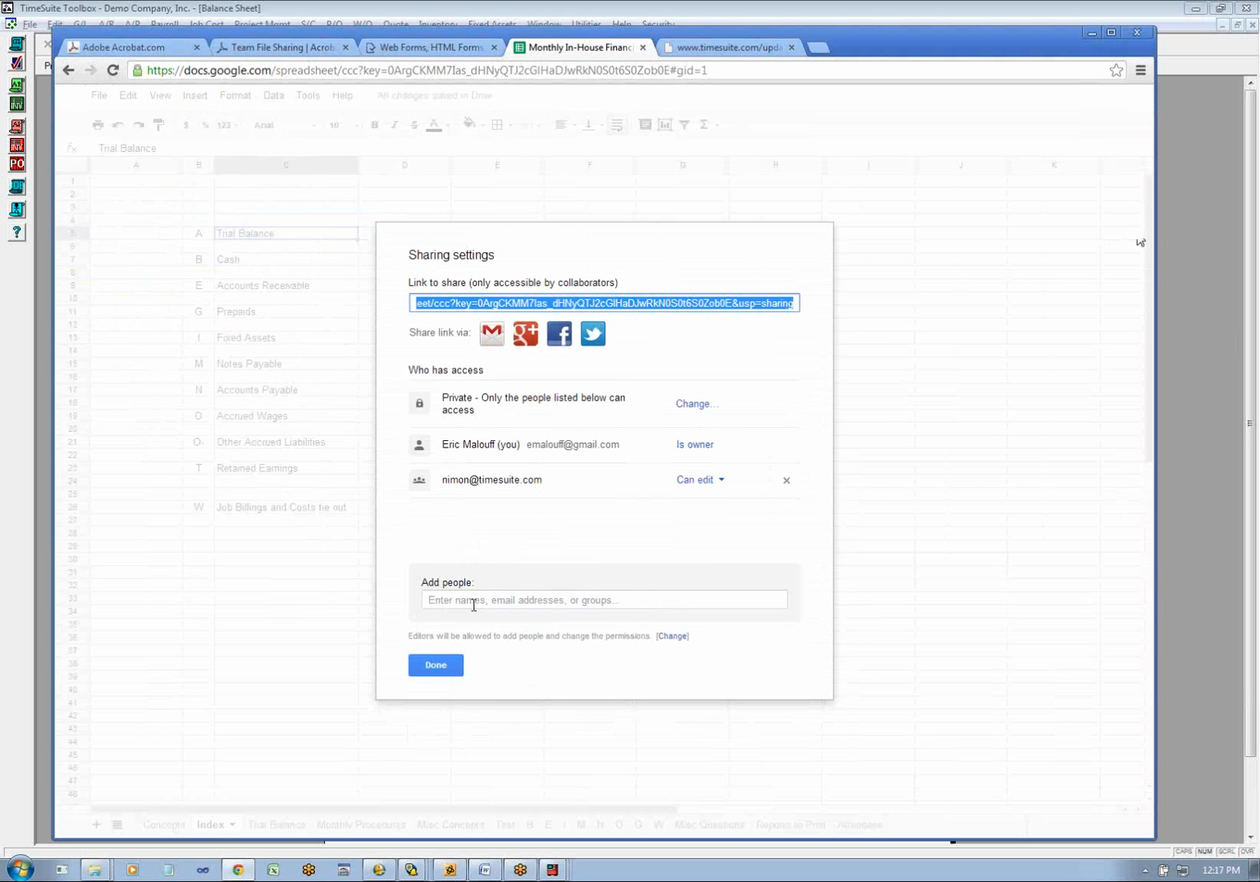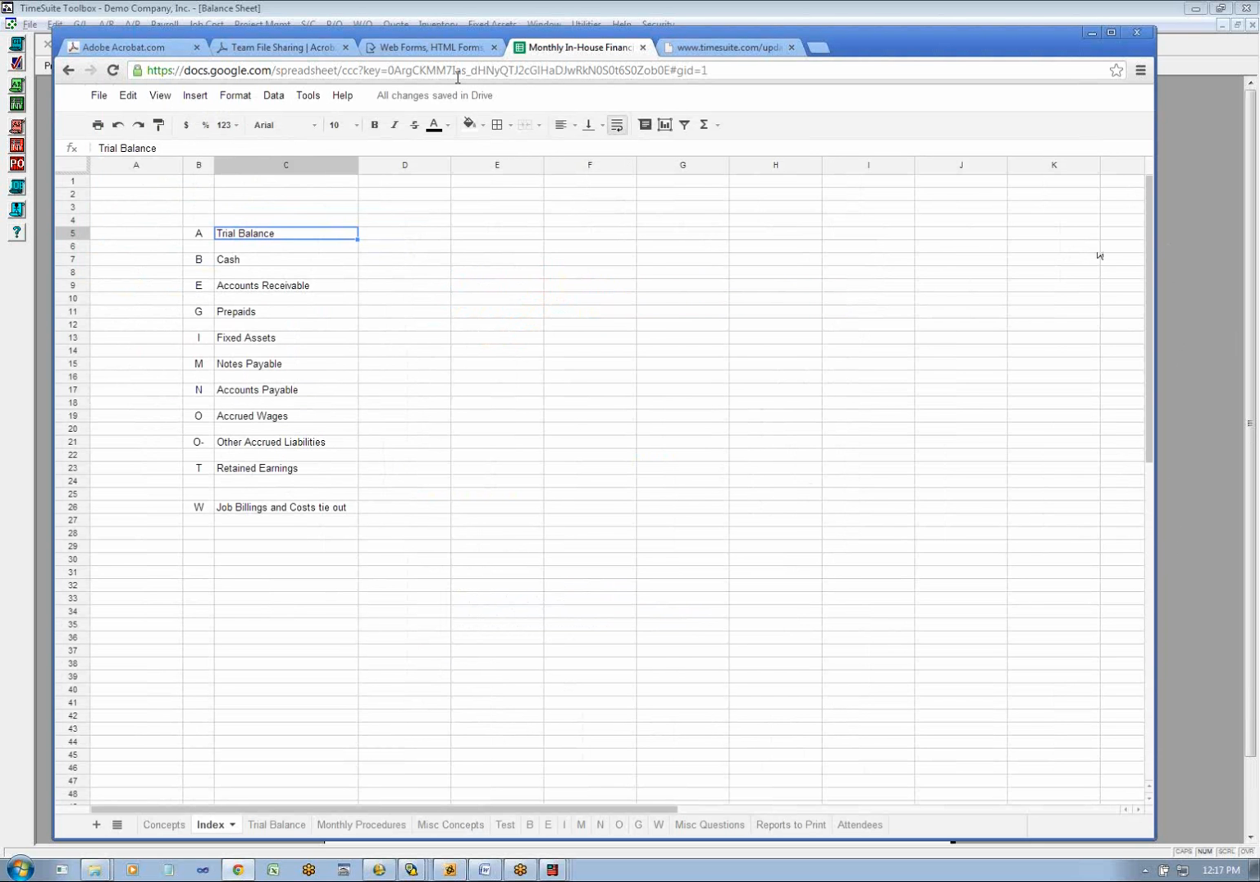So if you paste your email address in, I'll share that with you. And then you go to google.com and go to your login and go to your drives, and you'll be able to see it. So here's just a sample index.